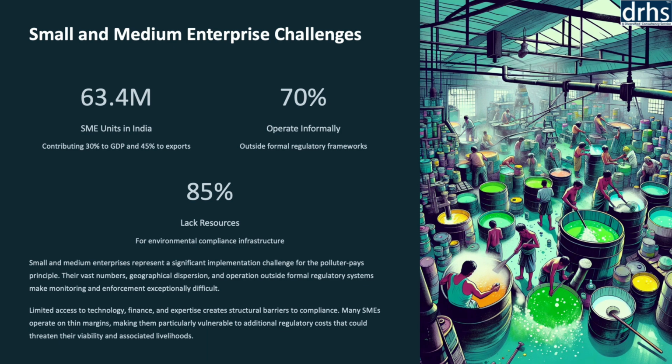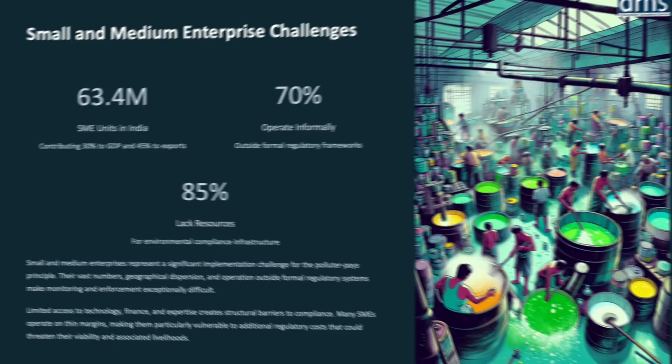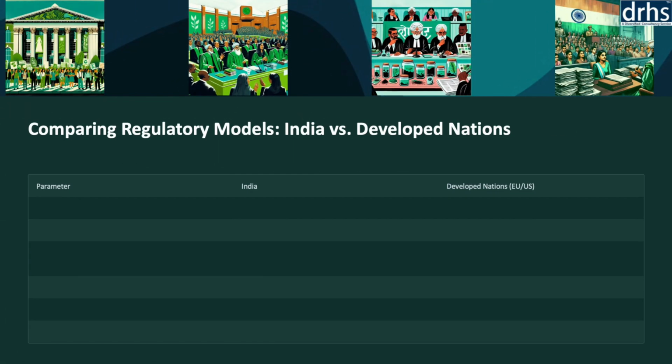Without targeted policy support, capacity building, and access to green finance, the SME sector risks becoming a bottleneck in India's journey towards sustainable industrial development. Now we shall compare the regulatory model of India versus developed nations.